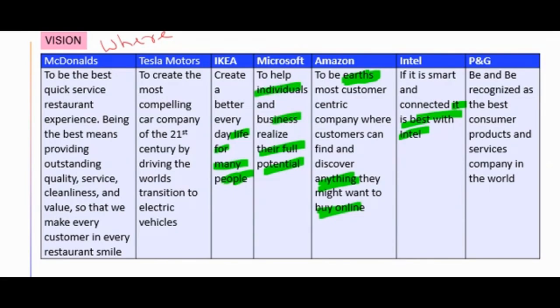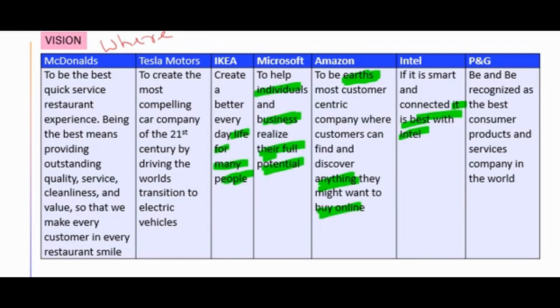So all the individuals as well as business people are using it, and it is helping them realize their full potential. That is also important. So people are able to reach their full potential using their products. So they have also almost reached this milestone, right?